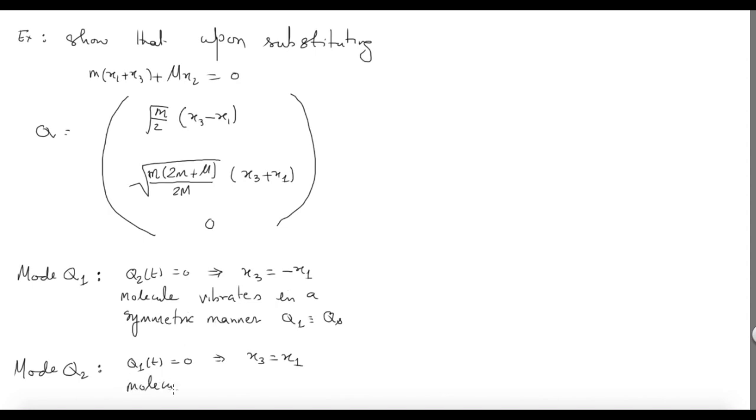So here the molecule vibrates asymmetrically, and I can also rename the label Q2 to Q asymmetric. Okay, that's about the motion of a linear triatomic molecule. And as I said, we were only looking at the longitudinal oscillations.